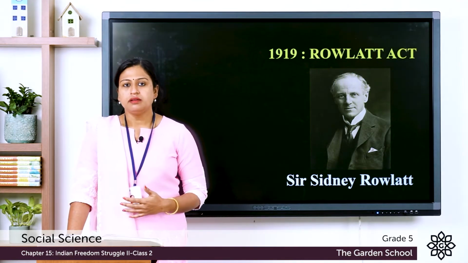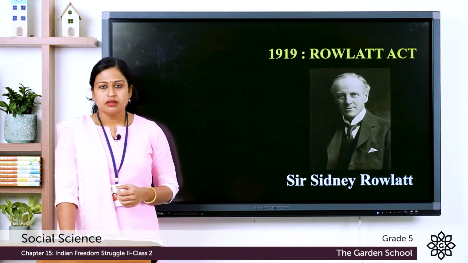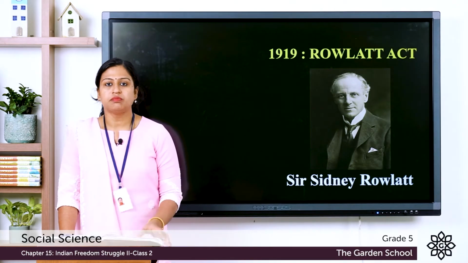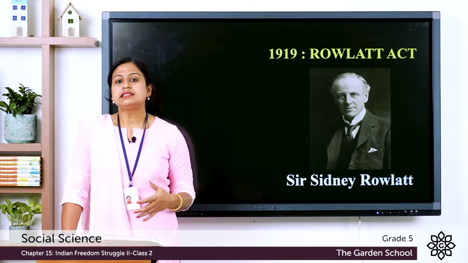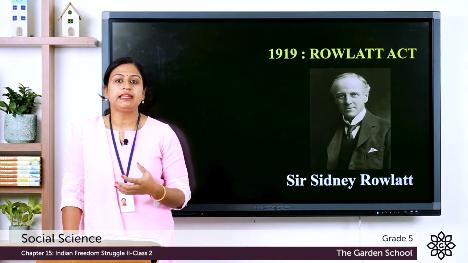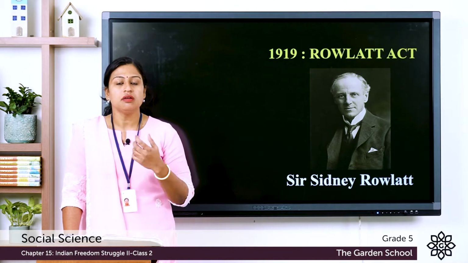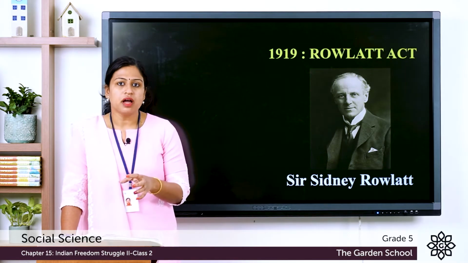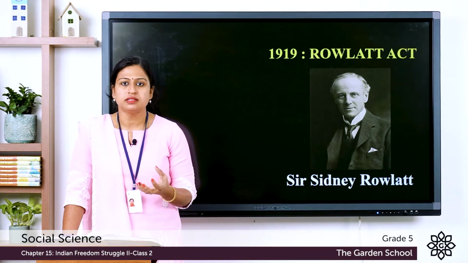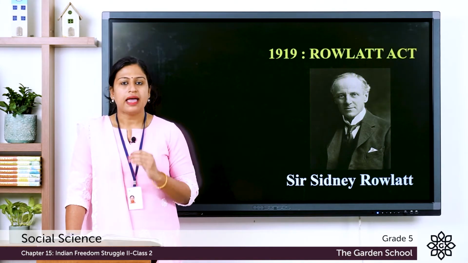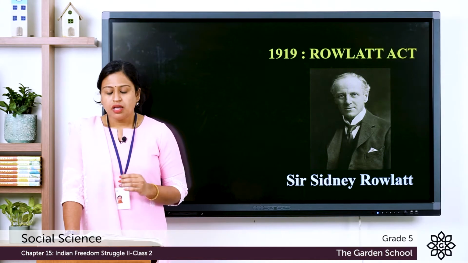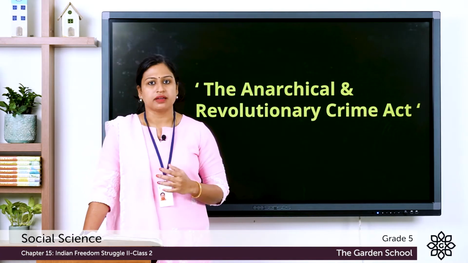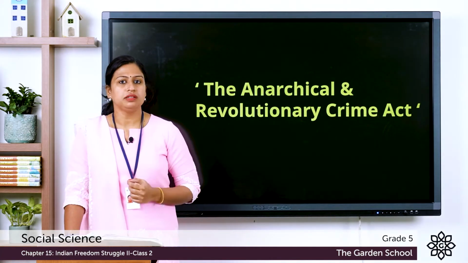Now, let us understand the meaning of this Rowlatt Act. It was an act that was passed by the Britishers in Delhi on 21st March 1919, and this law was passed to have control on the political activities of Indians against the British rule. At that time there were many protests and movements. So, to control these activities of the Indians, the Britishers passed this law. Its original name was the Anarchical and Revolutionary Crime Act, but popularly it is known as the Rowlatt Act.